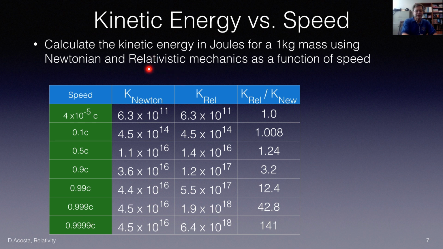This is the kinetic energy you would get using Newton's formula, p squared over 2m essentially, or 1/2 mu squared. This is the relativistic version. K is gamma minus 1 times mc squared. And this is the ratio of the relativistic kinetic energy over the Newtonian version of the kinetic energy. All right, if we take speeds that look small, 4 times 10 to the minus 5 times the speed of light, well, it's not really that small. That actually is the escape speed to leave planet Earth. So, it's still pretty fast.